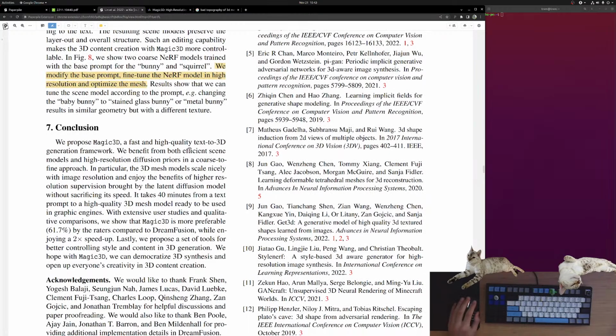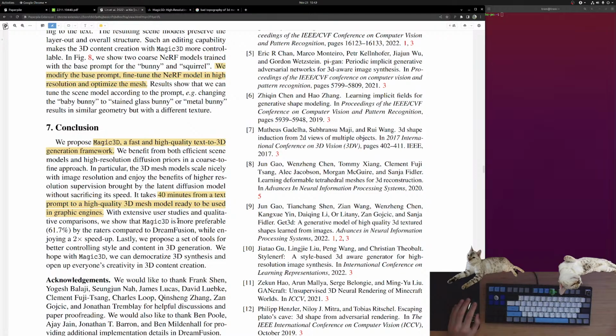We propose Magic3D, fast and high quality text-to-3D generation framework. Benefit from efficient scene models and high resolution diffusion priors. Takes about 40 minutes from a text prompt. But again, that's 40 minutes on a $1,000 or $100,000 computer, so I would say that's a little bit disingenuous there.